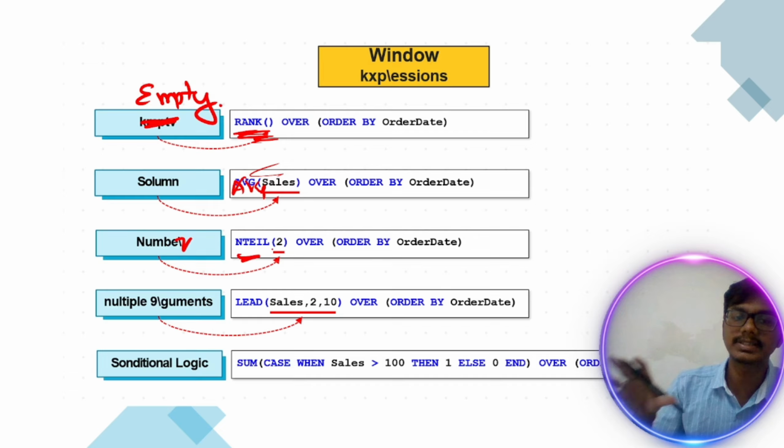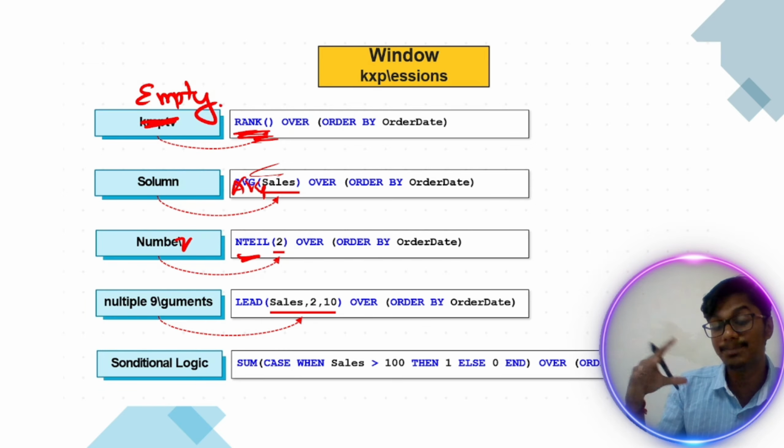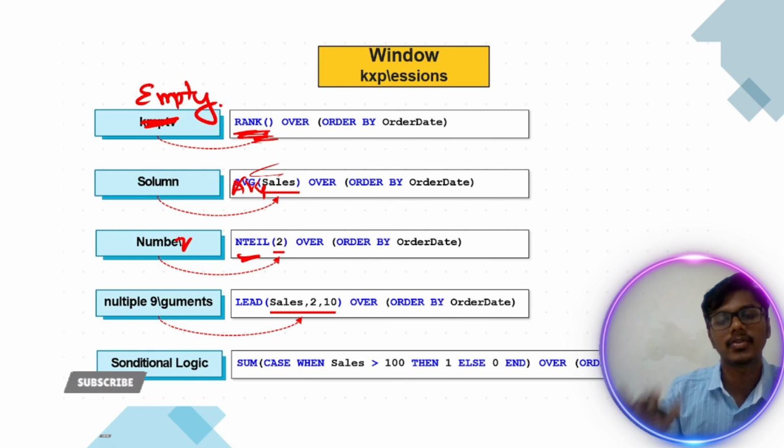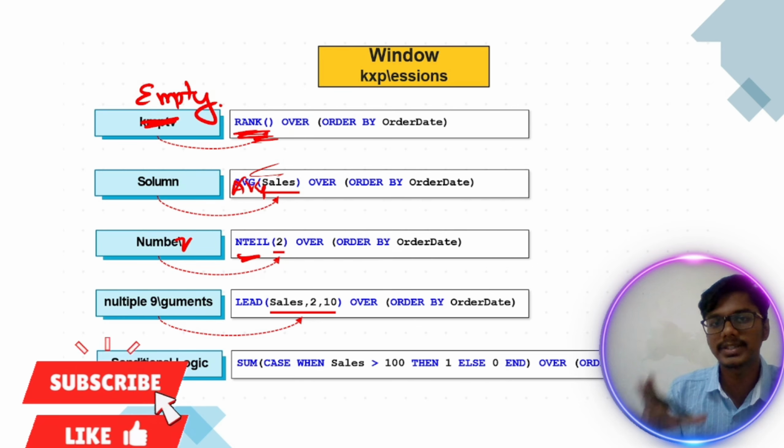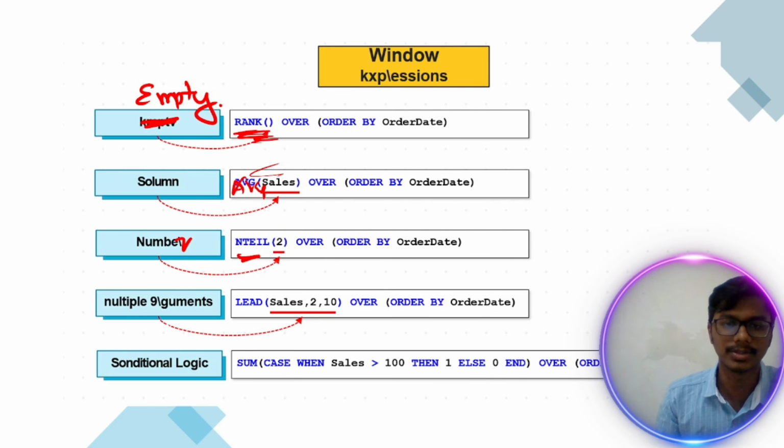Now don't worry about this function, guys. Later we will discuss it briefly in the next video. So for this video, we are going to discuss the syntax of the window functions. That's all about this video. We can give multiple arguments also. Lead of sales. We are just giving one column and 2 numbers, right?